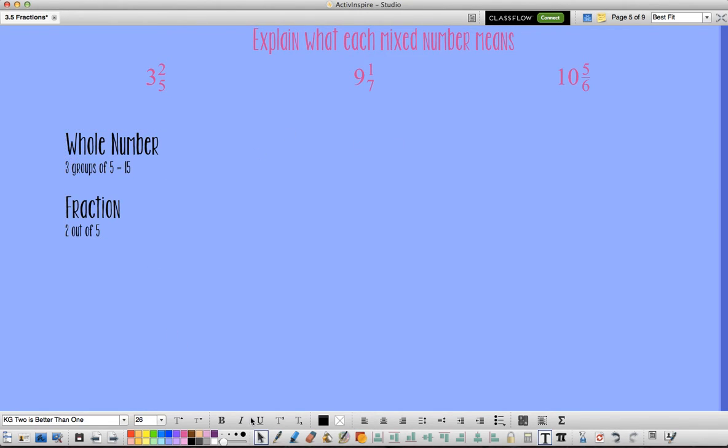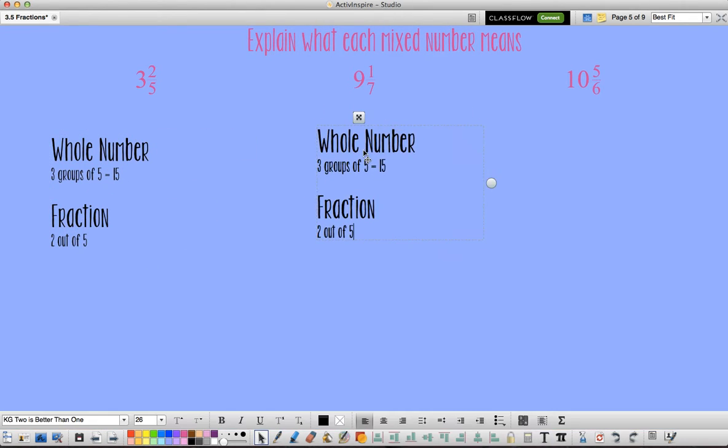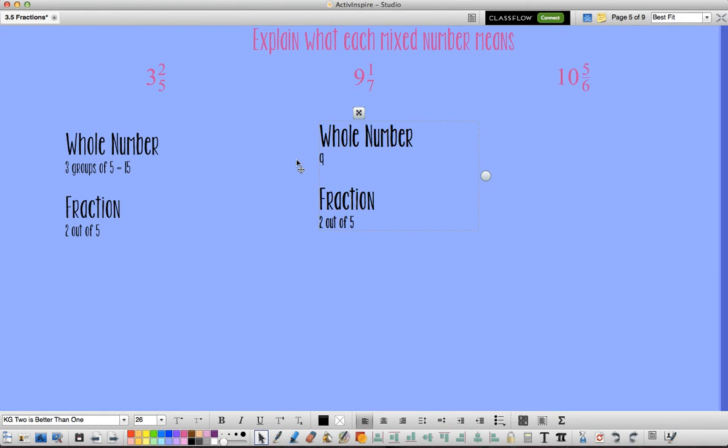So then here, we'll take a look at 9 and 1/7. So the whole number tells me I have 9 groups of 7, because the whole number means I have 9 groups of the denominator. So I have 9 groups with 7 pieces each, which means I have 63, well, I'll say parts. And then my fraction tells me that I have 1 out of 7. So it tells me that I could make 9 full groups of 7 and I had 1 left over.